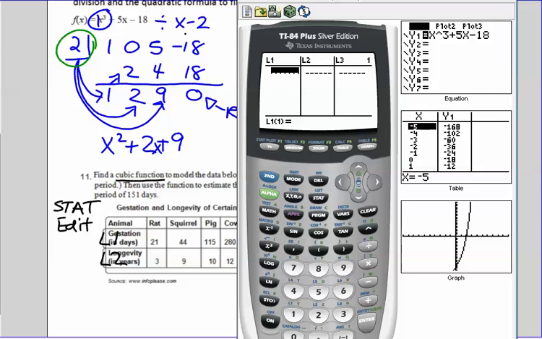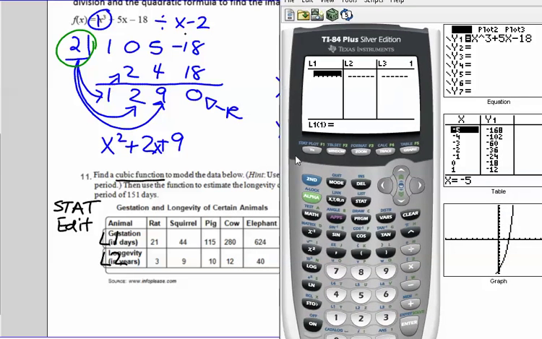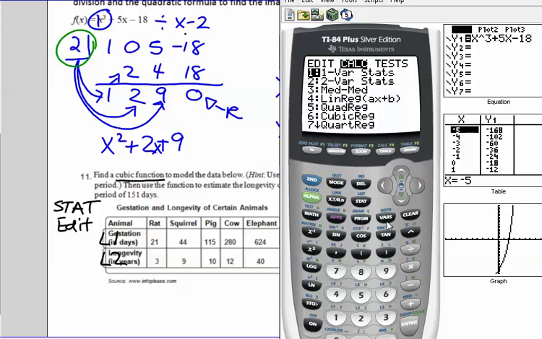Okay, so I need to put gestation in days in my L1. 21, 44, then use your right arrow to get to list 2. And then press Stat again, calculate, and choose cubic regression.